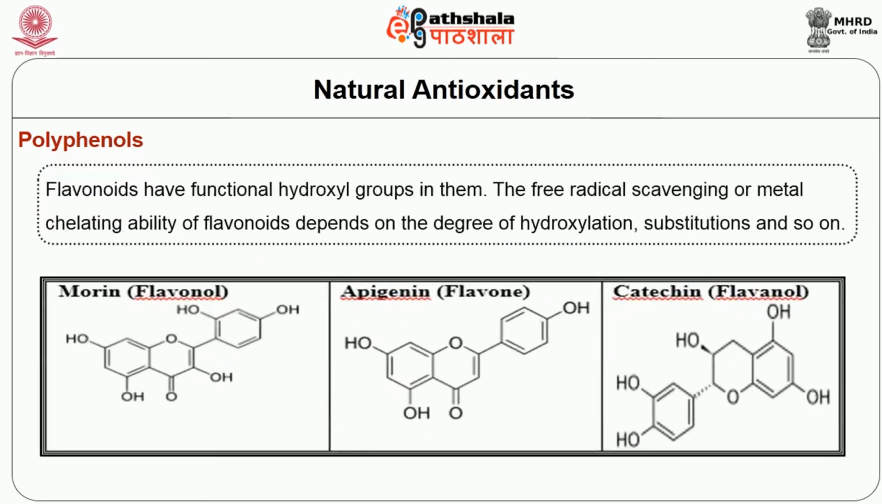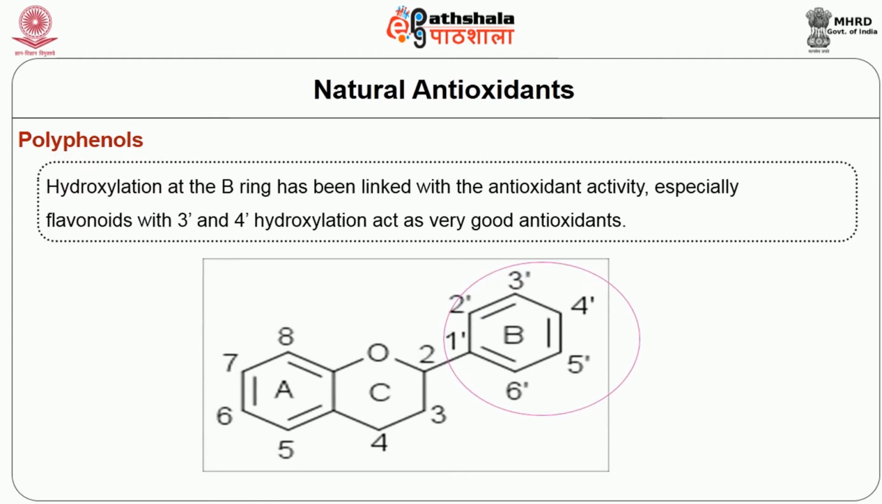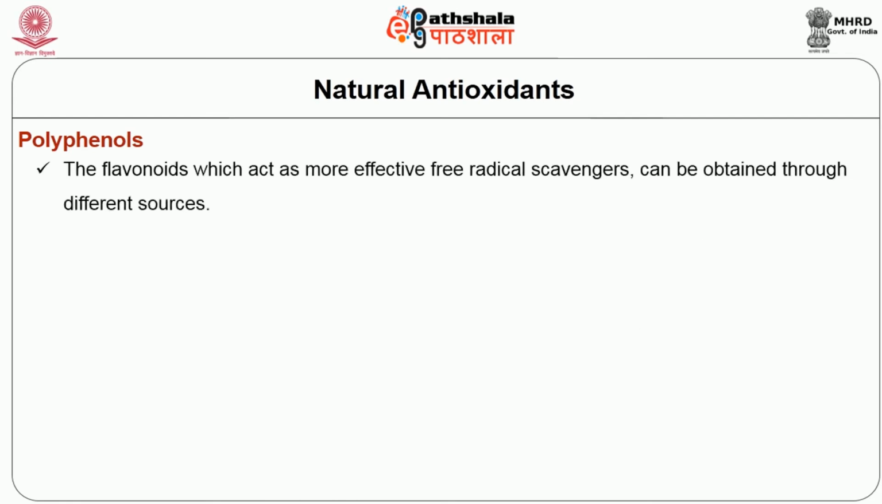Flavonoids have functional hydroxyl groups in them. The free radical scavenging or metal chelating ability of flavonoids depends on the degree of hydroxylation, substitutions, and so on. Hydroxylation at the B ring has been linked with the antioxidant activity, especially flavonoids with 3' and 4' hydroxylation act as very good antioxidants. The flavonoids which act as more effective free radical scavengers can be obtained through different sources.